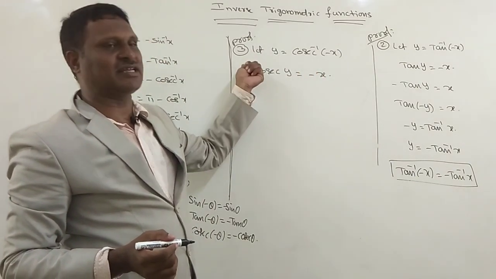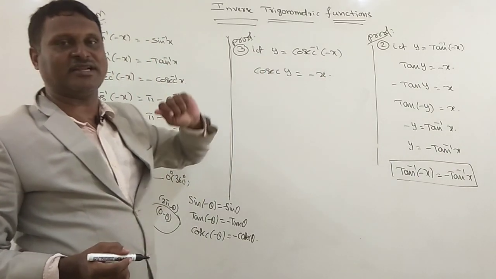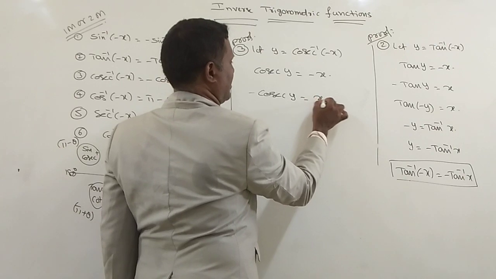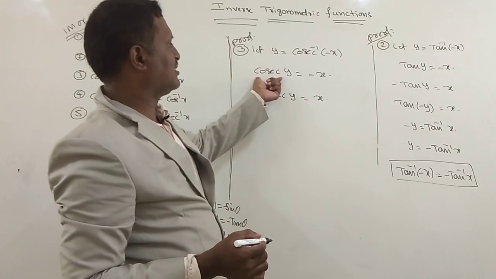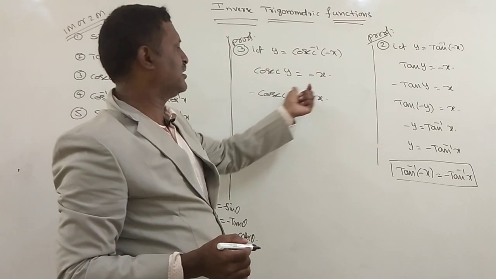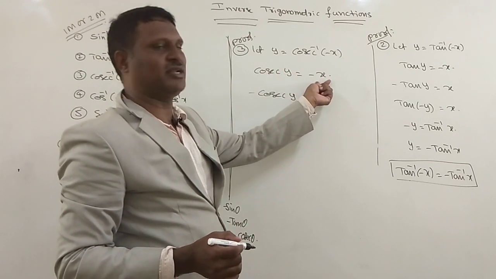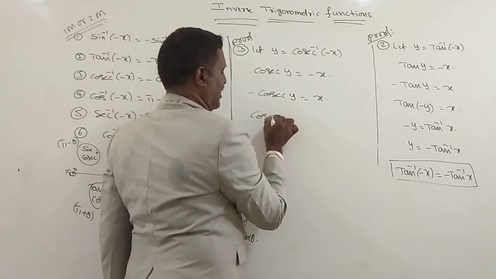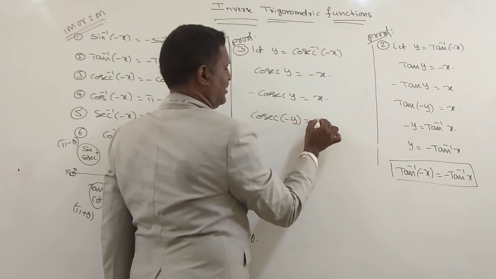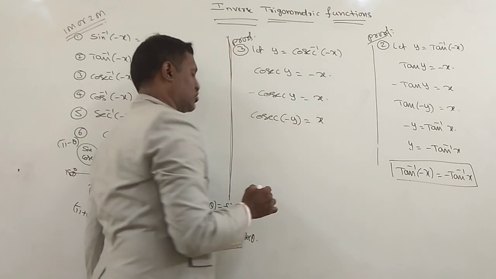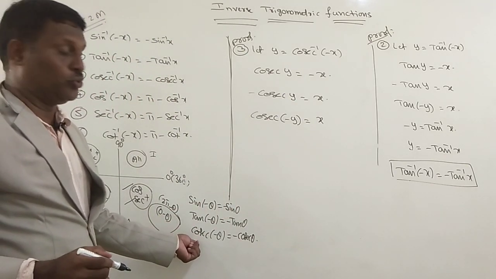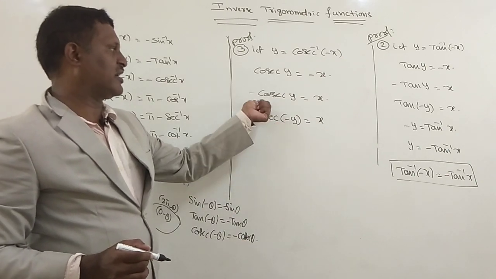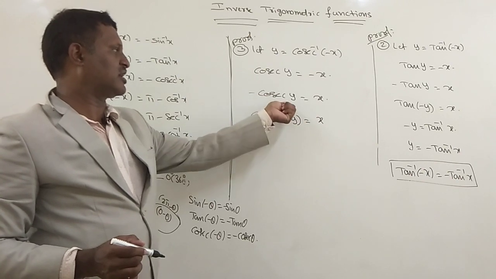This cosecant inverse, take to the other side, cosecant y is equal to minus x, we can write. Now multiply by minus sign, minus cosecant y is equal to, multiply minus into minus, plus x, we can write. Now minus cosecant y we can write in the form of cosecant of minus y, that is equal to x, because in the fourth quadrant cosecant is negative. Cosecant of minus theta, what can we write? Minus cosecant theta.